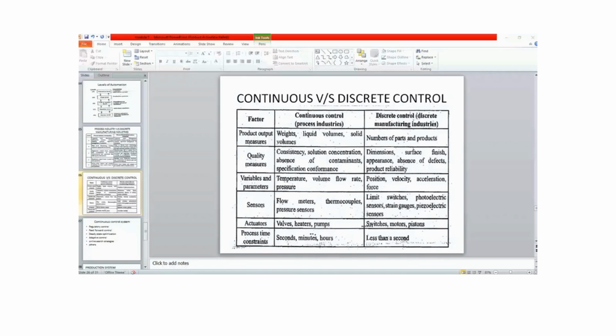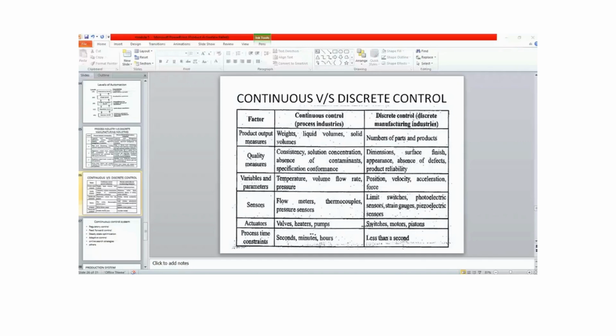But in the other case, you are going to consider what the velocity of that engine is, what the acceleration is, what the force of that tool is, and what the position of the tool is. We are going to consider all those things in case of the discrete control system.